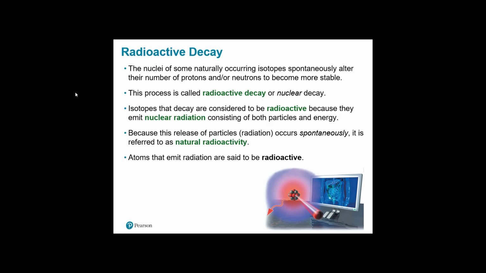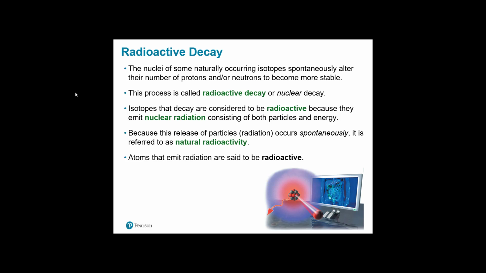That's the whole thing. Remember I told you in chemistry, everything goes to the lowest energy, which is the most stable. So some isotopes are not stable and they're trying to get stable. In the process of doing that, they release energy or subatomic particles in order to become more stable, thereby becoming another atom or element. This process is called radioactive decay or nuclear decay.